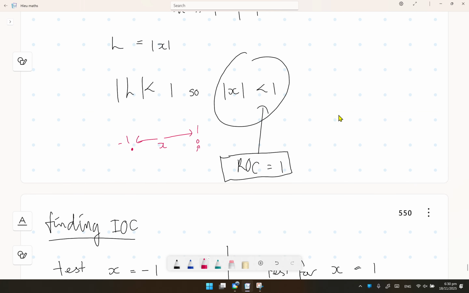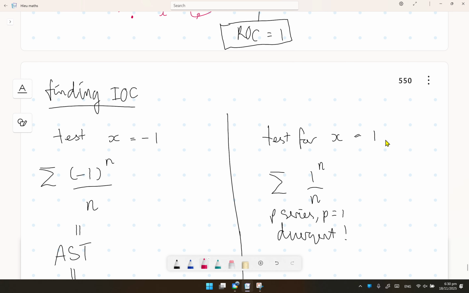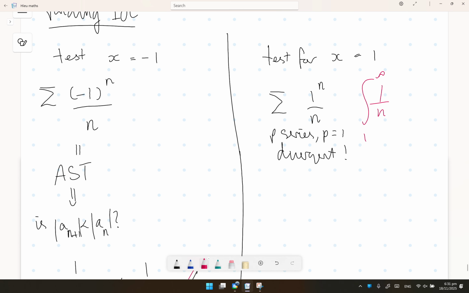What about for when x is equal to 1? That's this side right here. Well, when x is equal to 1, that's simply the sum of 1 to the n over n, right? And that's the same thing as 1 over n. And if we do the integral test from 1 to infinity of 1 over n, we know it's divergent. It's this one where 1 over n to the p, and p is less than or equal to 1, that's divergent.